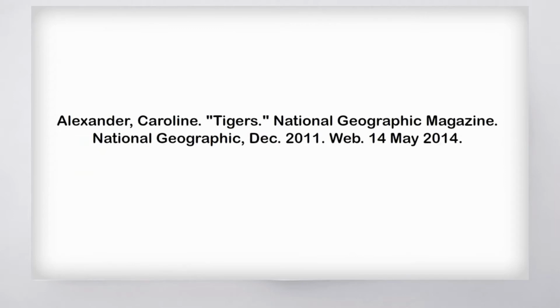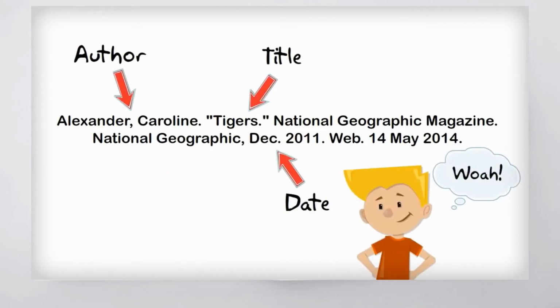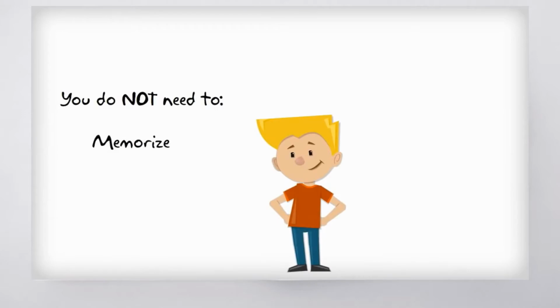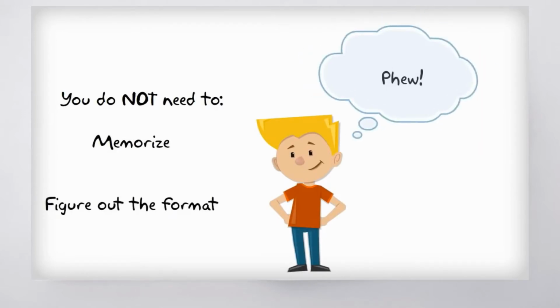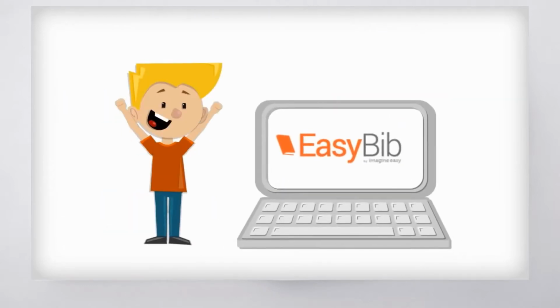Here's how a citation would look for a website that I found on Tigers. You can see the author, title, the date the information was added to the website, and other pieces of information. Looks a little weird, right? Well, the good news is that you don't need to memorize or figure out how to place the information in this special format. You can use citation websites such as EasyBib to help make your citations quickly and easily.